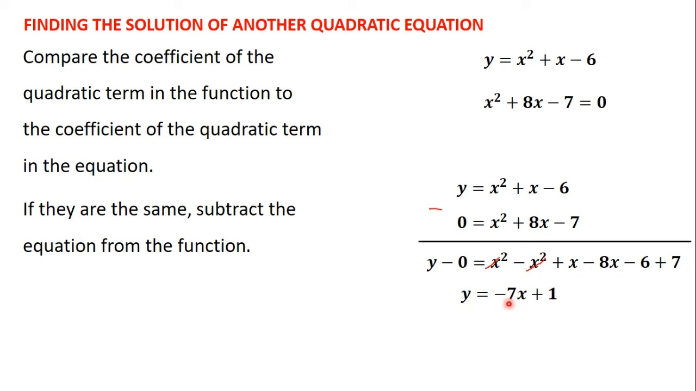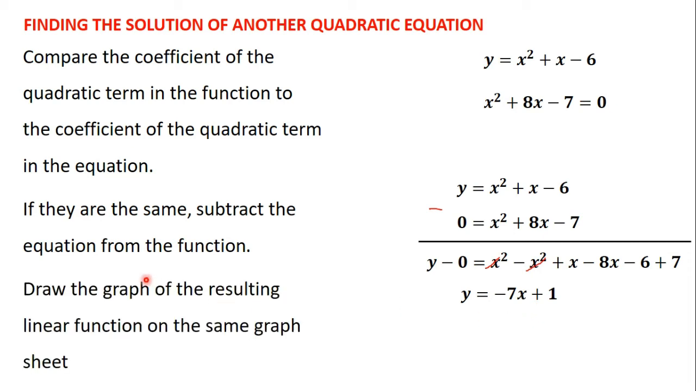From algebra, we have learned that this will give us minus 7x, then minus 6 plus 7, which will give us positive 1. So after subtracting the equation from the function, we have y is equal to minus 7x plus 1, which is a linear function. Now, what do we do next?